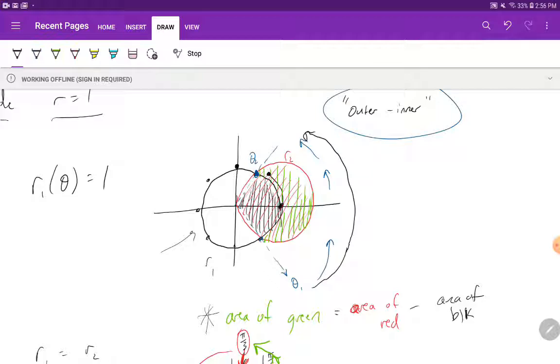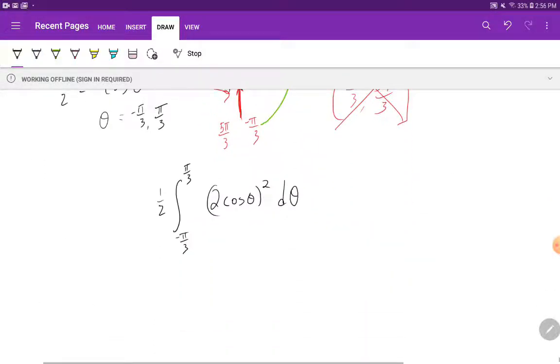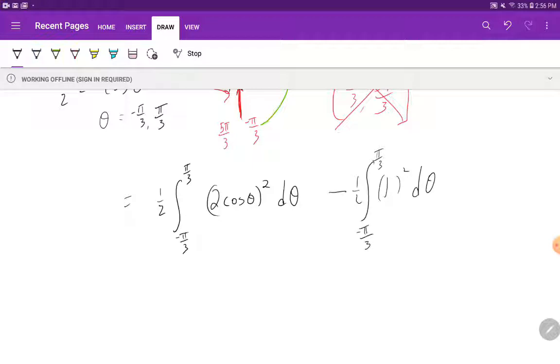We have to subtract away the area of the black. So we're going to subtract, once again, 1/2. The black one is 1, right? 1 squared, r squared, d theta, from the same bounds. I could have combined them into one integral if I wanted to. It's totally up to you. But to me, this makes more sense because this shows the red minus the black.